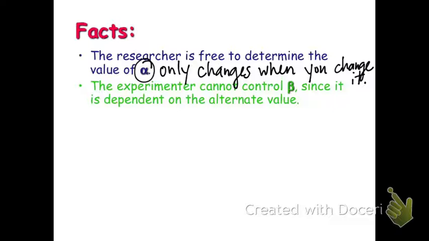The experimenter cannot control beta. It's dependent on the alternative value. So you can say what alpha is from the beginning, but you don't know what beta is until you take that sample.